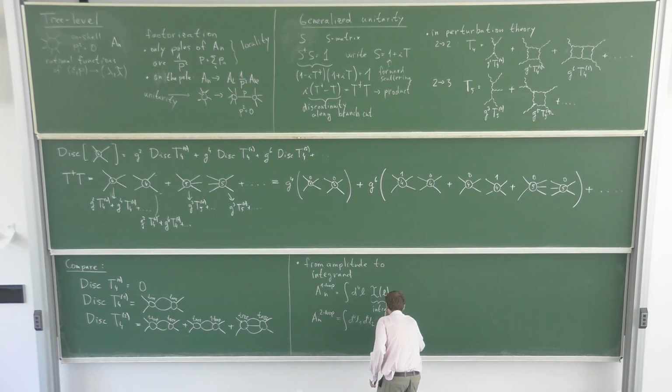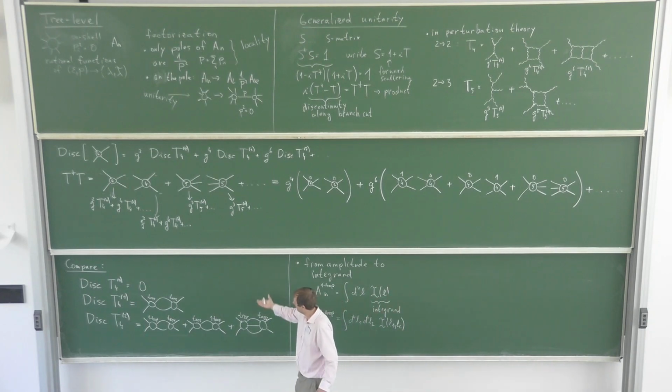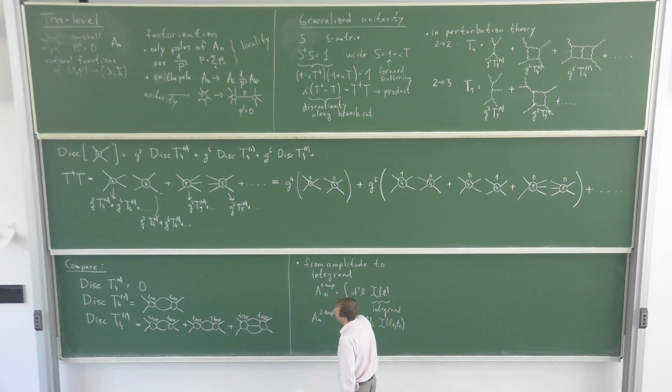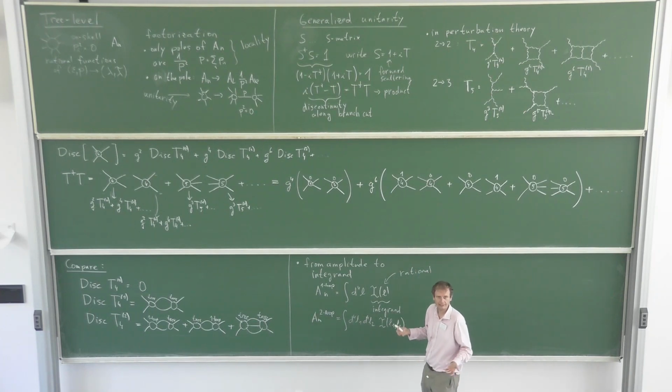But okay, yeah, I'm not doing these integrations here. So what I want to do is to apply these formulas talking about discontinuities along branch cuts of amplitudes to integrands. Integrands are rational functions. So they are not trees, but they are like trees. They are more complicated, they depend on loop momenta. But in many respects they are like trees, especially because they are rational functions.